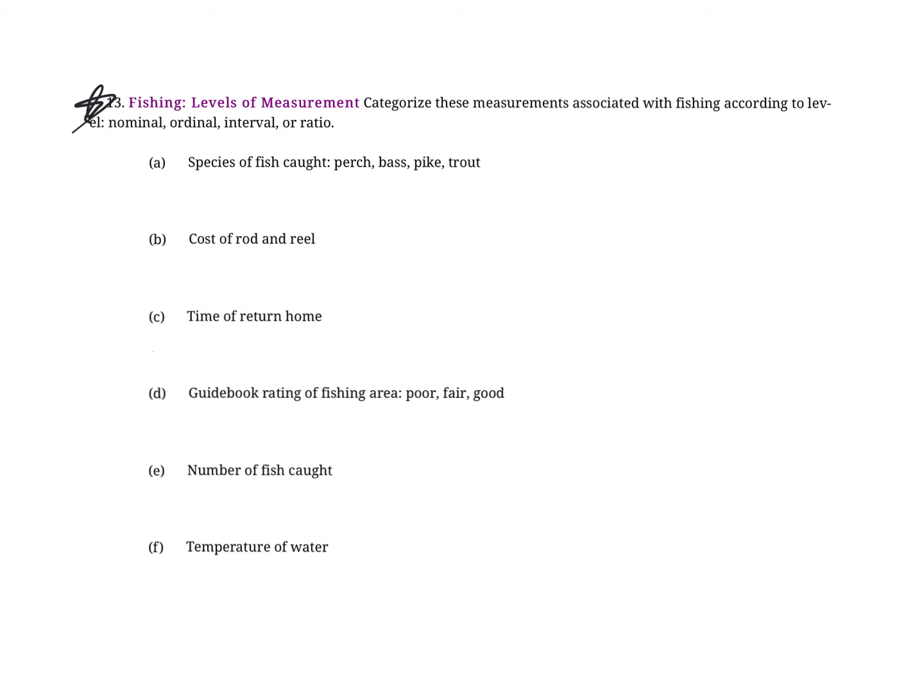Ladies and gentlemen? Nominal. They are words, and you cannot what? Order them. The cost of a rod and reel. Ratio. Why ratio? Give me a ratio of that. You could say like one is double the price of the other. Good. I bought one for $10. You bought one for $20. Yours was 2 times as much. This is ratio. Phenomenal.